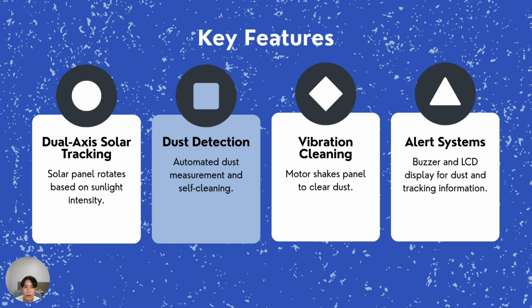The solar tracker uses dual-axis rotation based on light intensity from four LDR sensors. It's designed to automatically adjust the angle of the solar panel to capture the most sunlight throughout the day. Additionally, there's a dust detection system. When high dust levels are detected on the panel, a vibration motor activates to shake off the dust, while a buzzer alerts the user.